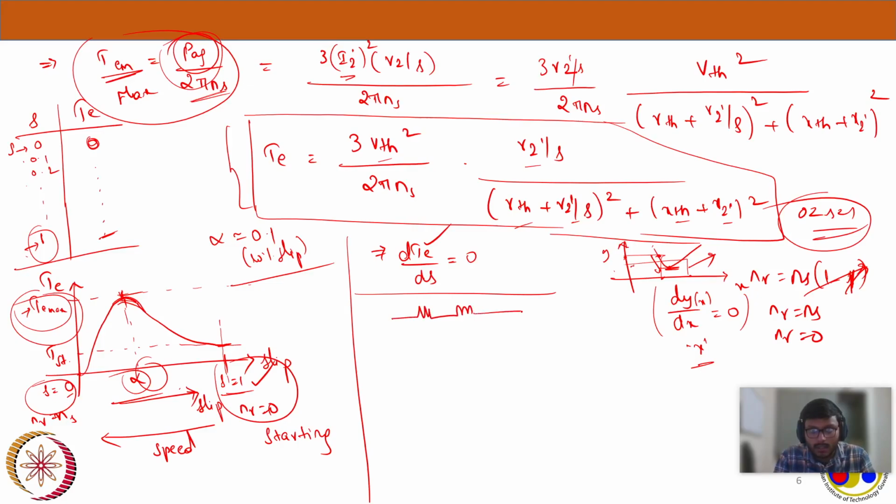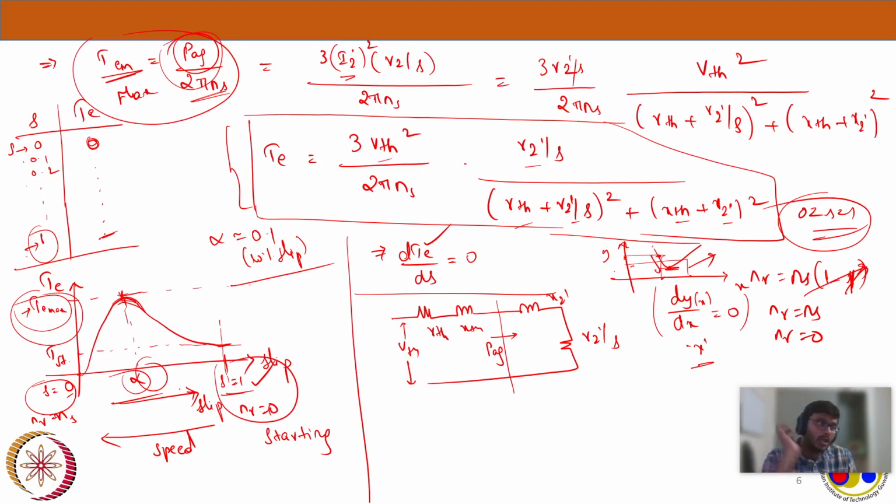Now if you see, I'm just drawing the circuit. This is VTH and this is RTH, XTH, and this is air gap power, right? Now this I know is R2 dash by S, and this is X2 dash. Now the air gap power in this circuit is dependent on your resistance, that is R2 dash by S, because air gap power is 3 I2 dash square R2 by S. And we also know that your torque and air gap power are the same, they follow the synchronous watts. Now my torque will be maximum when this air gap power is maximum.